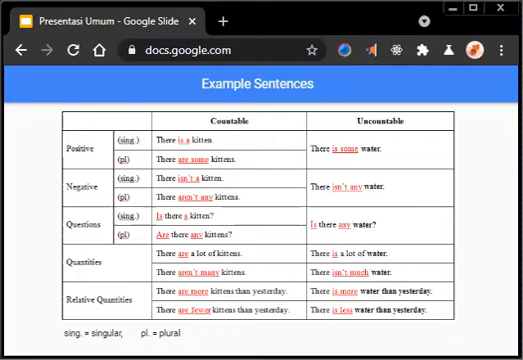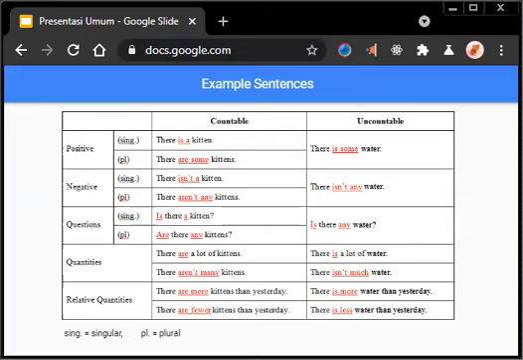In the countable, there are a lot of kittens. In the uncountable, there is a lot of water. In the countable, there aren't many kittens and there isn't much water.